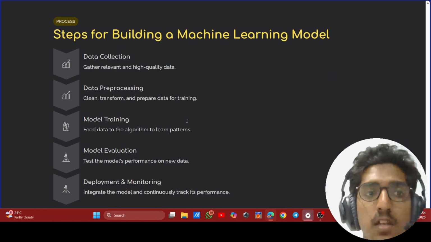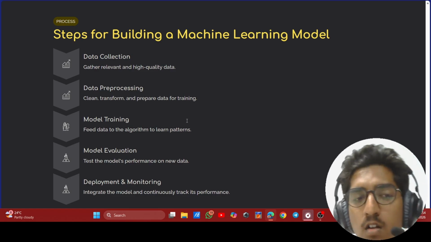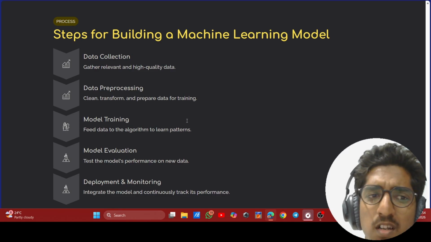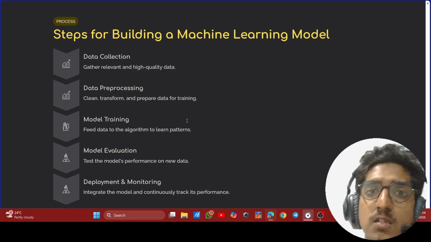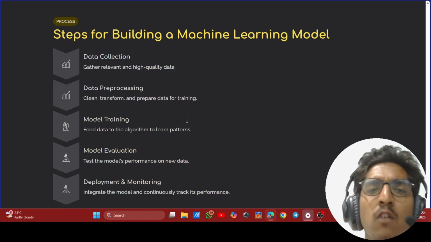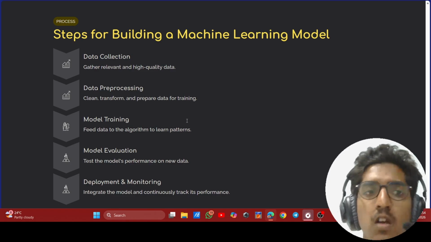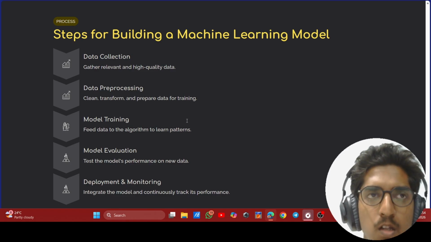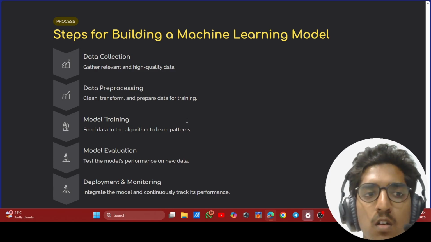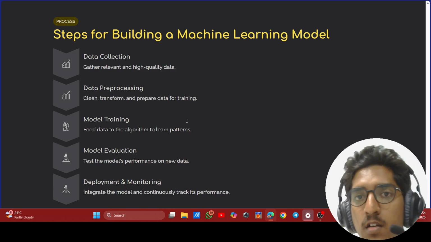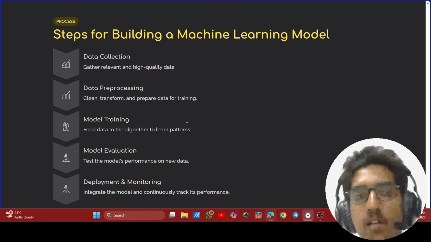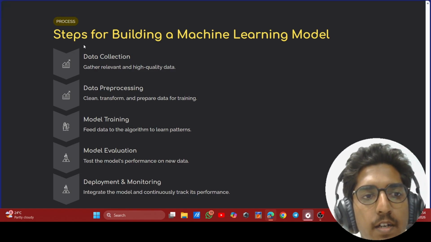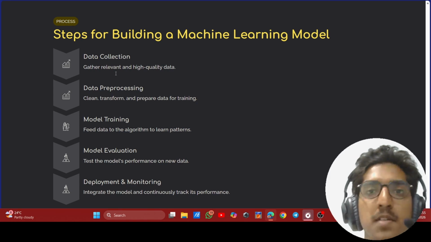Now lastly, we'll learn how a machine learning model is built. For building a machine learning model, we'll need a huge amount of data, and that data should be collected before building any kind of machine learning model. For example, if we want to build a machine learning model for the stock market, then we should gather data according to the stock market, right? As you can see here, data collection is the first process in building the machine learning model.